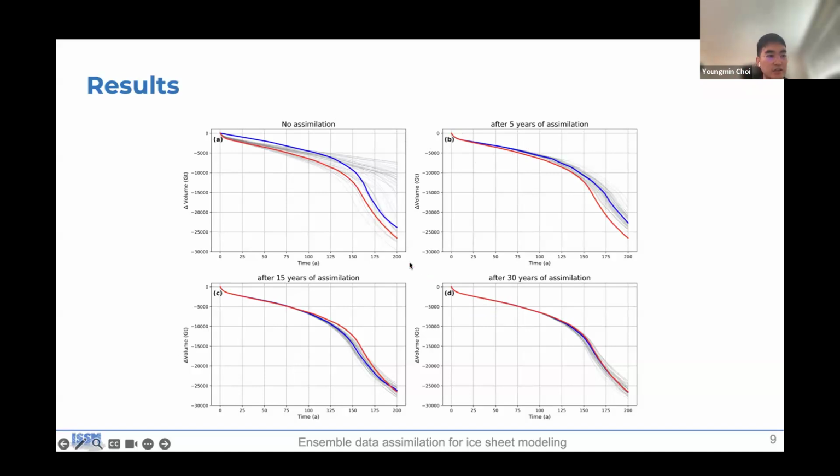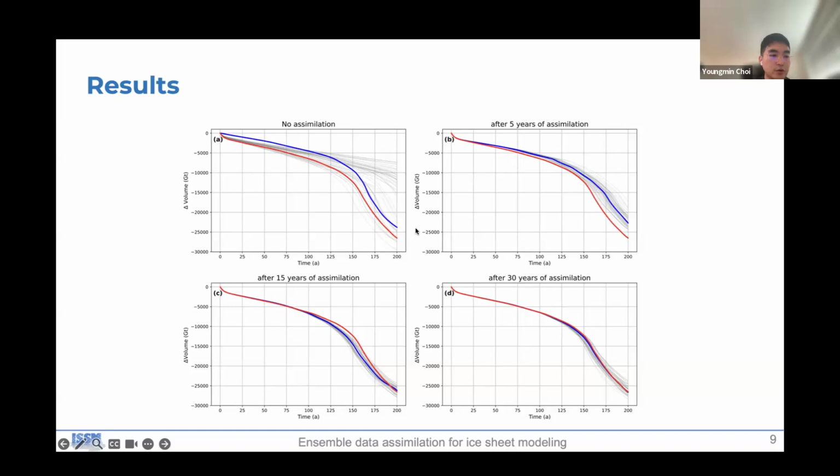This figure shows the changes in ice volume over time for the reference simulation shown in red, and the forecast simulations without and with data assimilation. Blue is the result with the mean estimated state, and gray represents each ensemble member. Without DA in figure A, the blue forecast tends to underestimate the ice loss over 200 years, with a large uncertainty represented by these ensemble simulations.